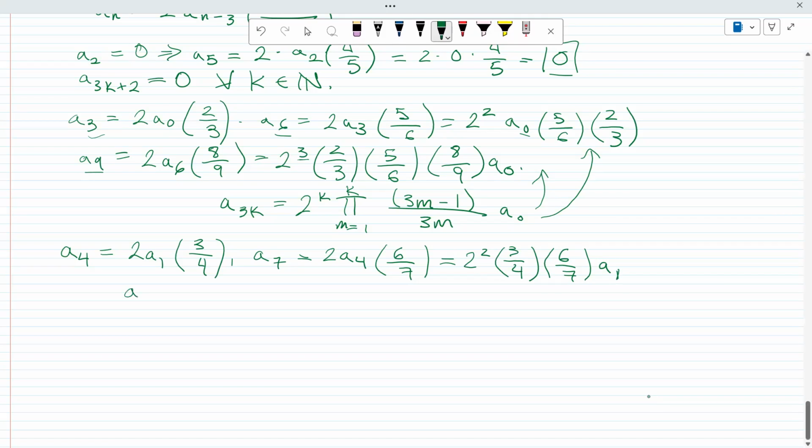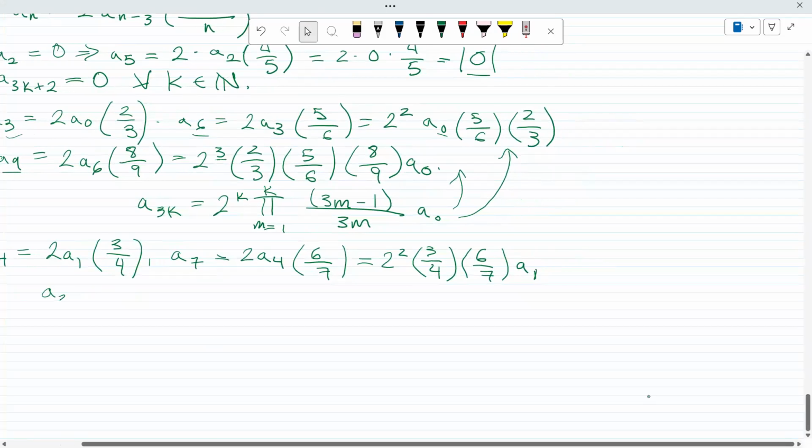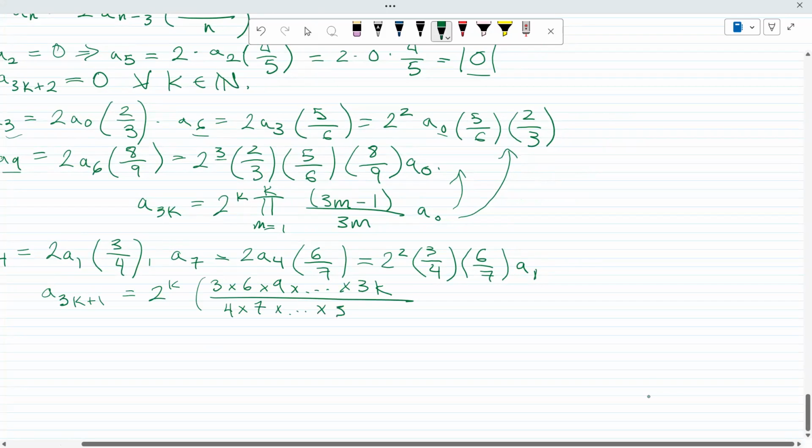And so we can say that a_{3k+1} is equal to 2 to the k times 3 times 6 times 9 times dot dot dot times 3k divided by 4 times 7 times dot dot dot times (3k+1), a1, which of course we could just generalize using our product notation: the product from m equals 1 to k of 3m divided by (3m+1), a1.